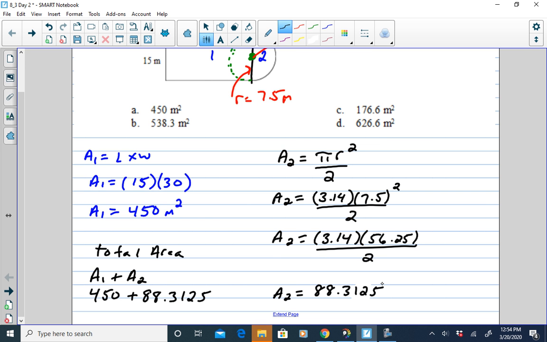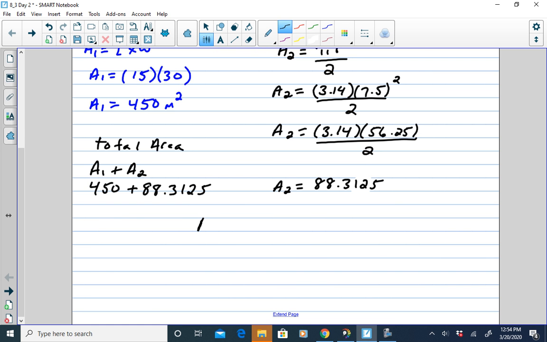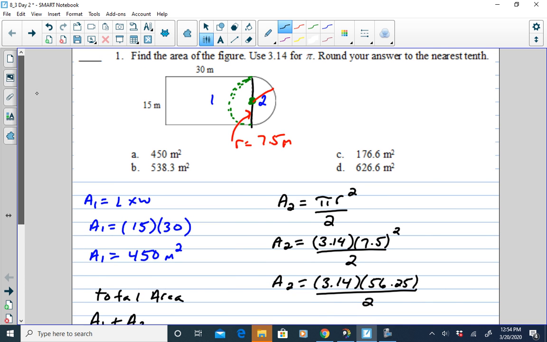All right, and when we add that together, plus the 450, we wind up with 538.3. Right, and that's our answer. The area is going to be equal to 538.3 if we round to the nearest tenth. Those are square meters. And it looks like that would be answer B. So problem number 1 should have had answer B.